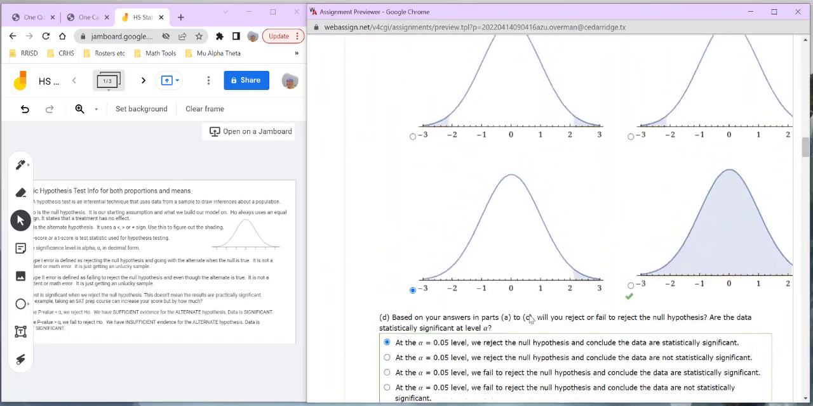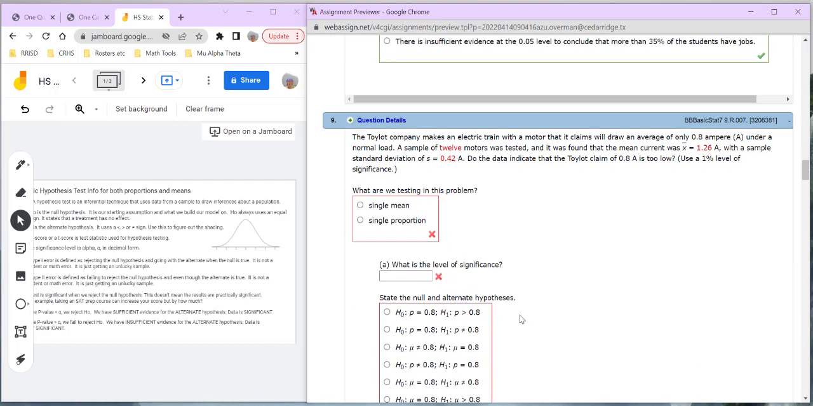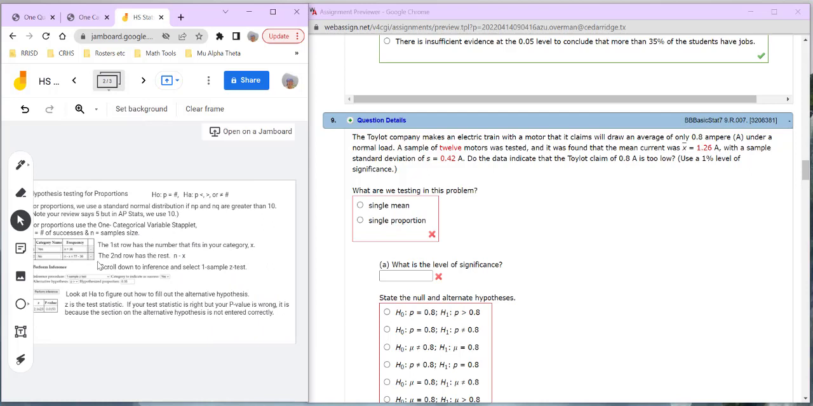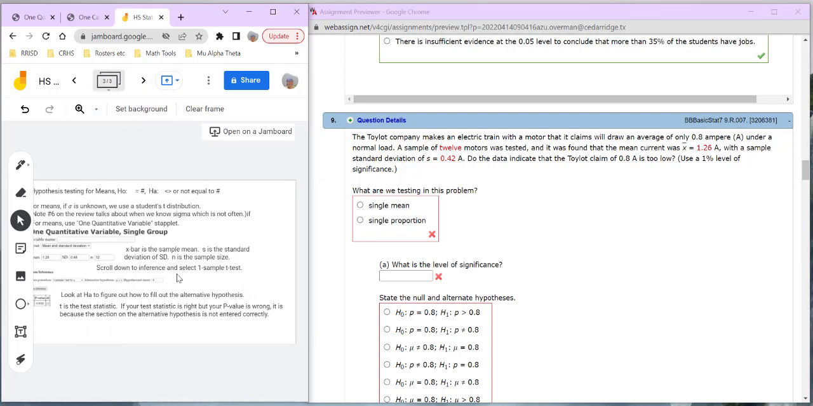All good. Let's go ahead and go to the next one. Here you have an X bar and an S. Notice on hypothesis, I have no X bar, I have no S. So that means we want the means. Oops, that's proportions. Let me go back to means. So we have an X bar and we have an S, so that means we're doing a mean.